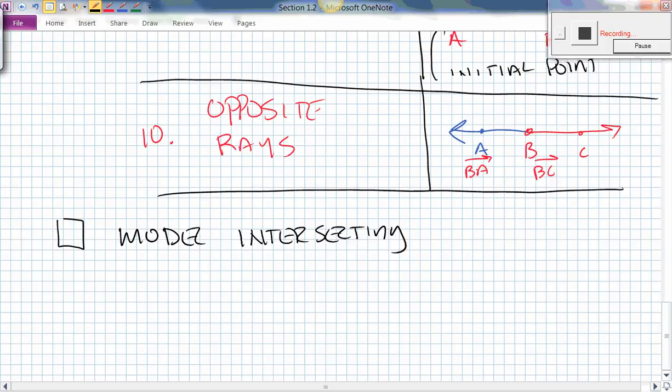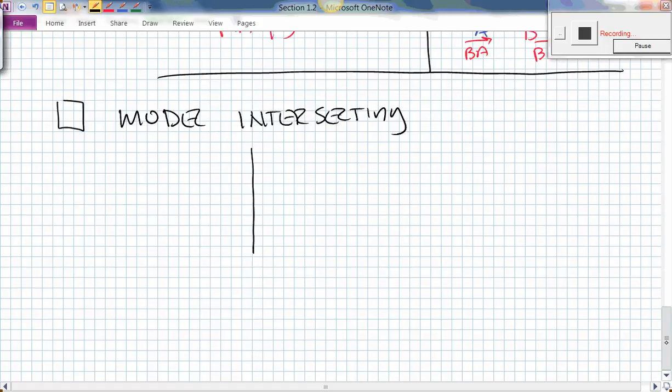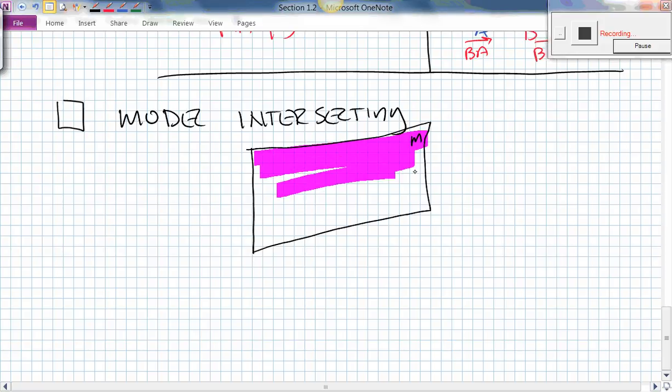Okay, intersecting planes. I've got to do this in about 5 minutes, so do your best to draw what I'm going to draw right here for you. I'd like you to draw a plane that looks like this. A vertical plane as if you were taking an index card and standing it straight up. And we're going to call that plane M. I'm going to highlight that in purple for us. So this right here is all of plane M.